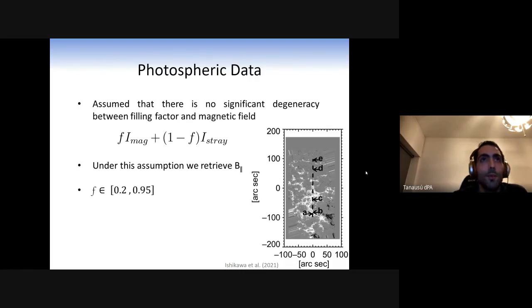In this determination, we assume that there was no significant degeneracy between the filling factor and the magnetic field, because remember that this code inverts an equation of this type, where the magnetic field only fills a fraction of a pixel, represented by this F. Under this assumption, what we retrieve from the code is the longitudinal magnetic field. As a reference, the typical filling factors found in the inversion were between 0.2 and 0.95.